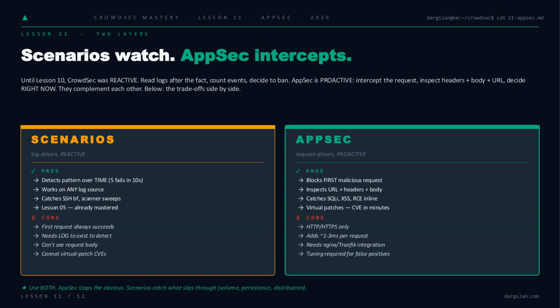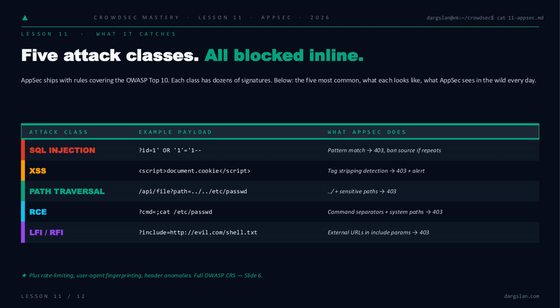Scenarios are log-driven and reactive, brilliant at spotting patterns over time, like 5 SSH failures in 10 seconds, but the first malicious request always lands, and if there's no log, there's no detection. AppSec is request-driven and proactive. It inspects the URL, headers, and body inline, blocks the very first hit, and lets you virtual patch a fresh CVE in minutes. The trade-off? HTTP only, a millisecond or two of latency, and some tuning. The answer isn't either-or. You run both.